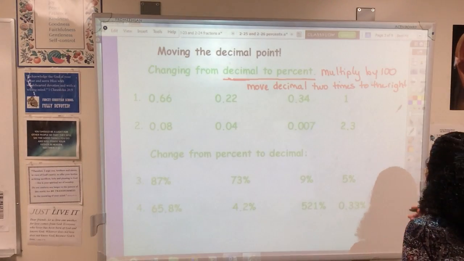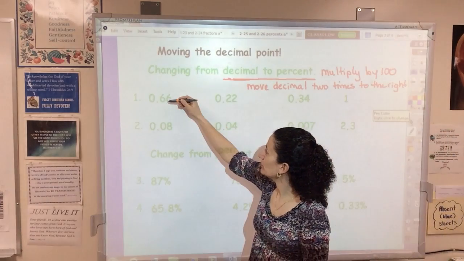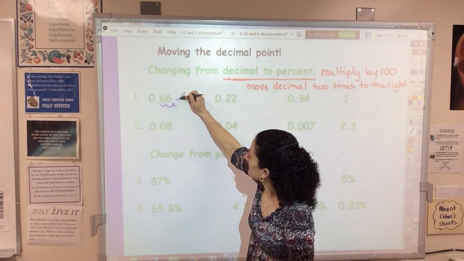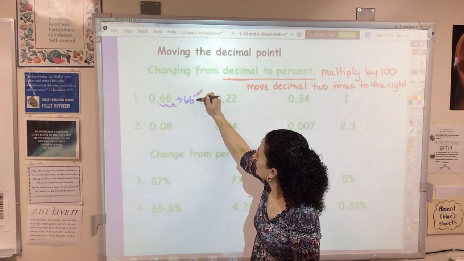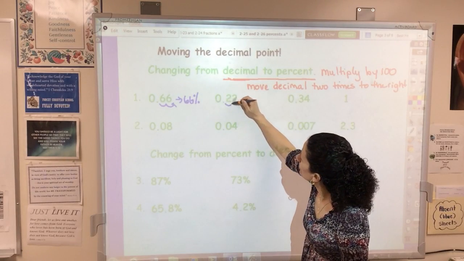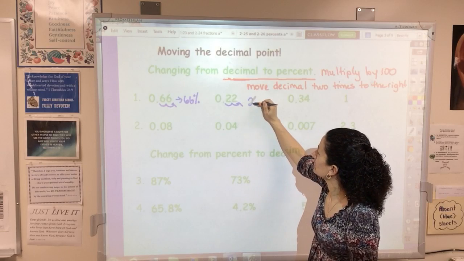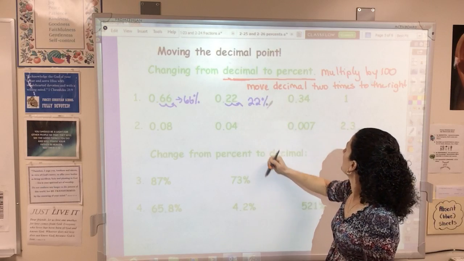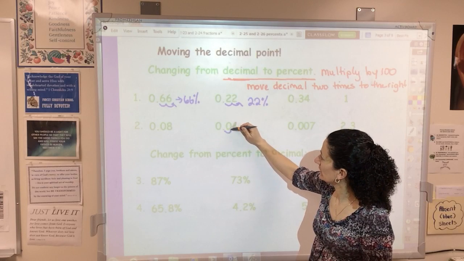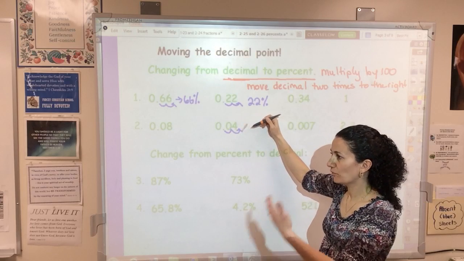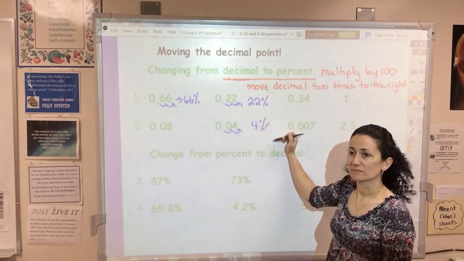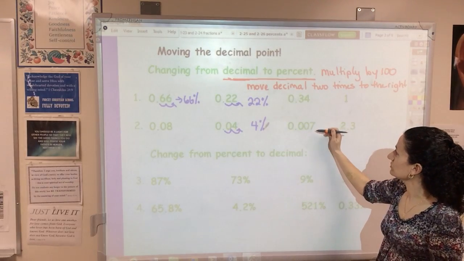So what does that mean? Take a look at this example here. 0.66, I'm going to move the decimal 2 times, and as a percent, that's 66%. 0.22, I'm just going to move the decimal 2 times, and that's 22%. If I have something like this, 0.04, again, I'm going to move the decimal 2 times to the right or forward, and that would give me 4%.